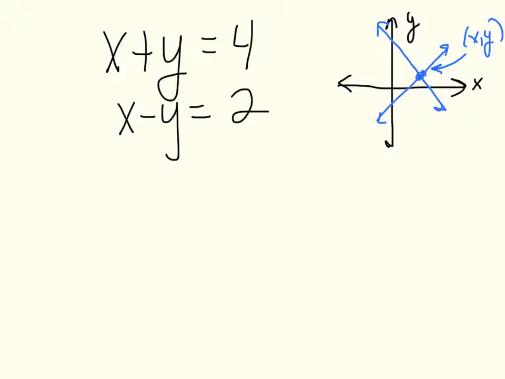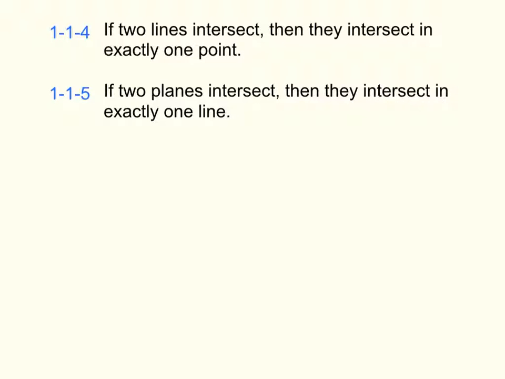Now, what we had here are two lines that intersect. You now can also have planes that intersect. Here are your last two postulates in this section. Postulate 114. If two lines intersect, then they're going to intersect at exactly one point. Now, I'm hoping that makes sense to you, that if you have two lines that intersect, they intersect at one point.